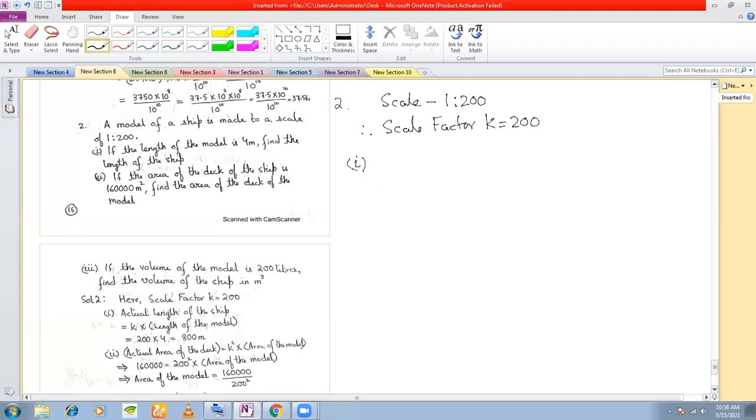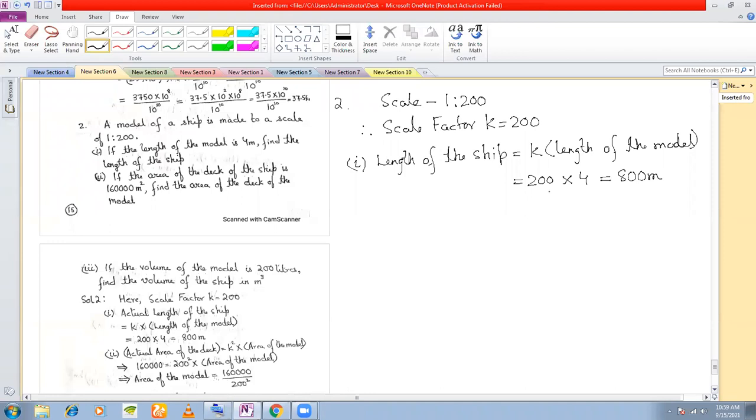If the length of the model is 4 meters, find the length of the ship. So length of the ship, when it comes to the length, we multiply the length of the model by K. So length of the ship is equal to K times length of the model. K here is 200 and length of the model is given to be 4. So length of the ship is 800 meters.